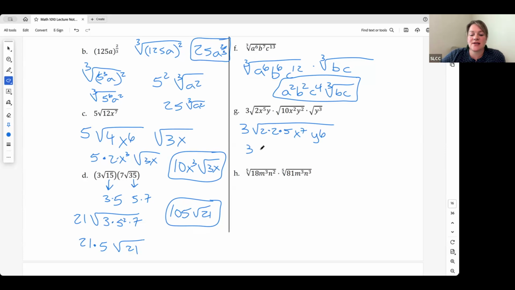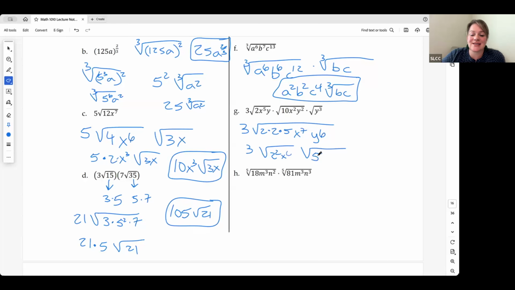I have this 3 outside, and then what can come out and what has to stay? I have 2 2's, so you could say 2 squared or you could write 4, whatever you like best. And then you have a 5 that stays. What about x to the 7th? I'm trying to divide that by 2. How can I make groups?